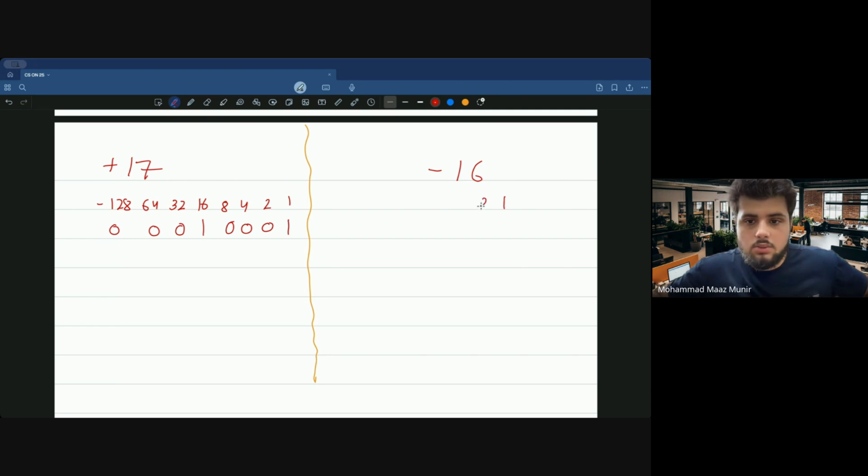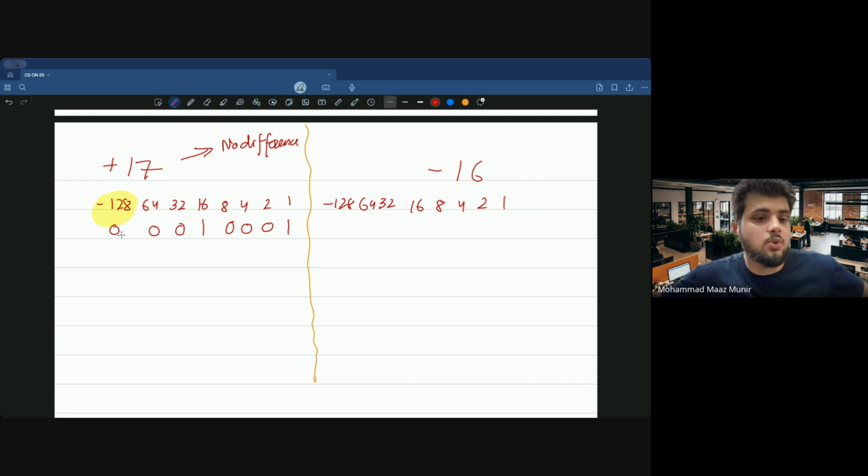So again, 1, 2, 4, 8, 16, 32, 64, and negative 128. Now we have 0, 0, 0, 1, 0, 0, 1. Now this is positive 17. Even if I count this specific bit as positive 128, it's still going to be a 0. So when dealing with positive numbers, there is no difference, because either way, we keep this minus 128 as a 0.